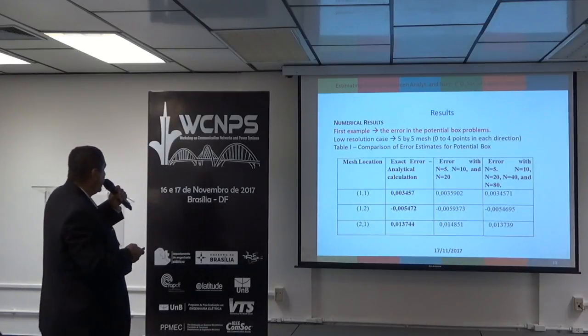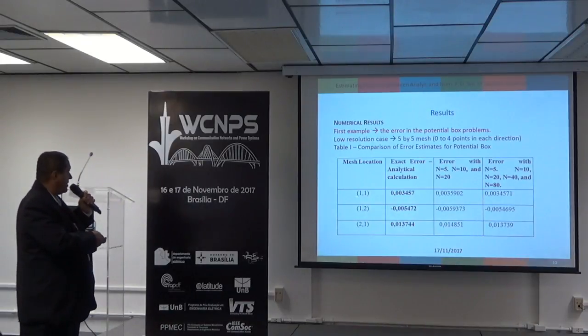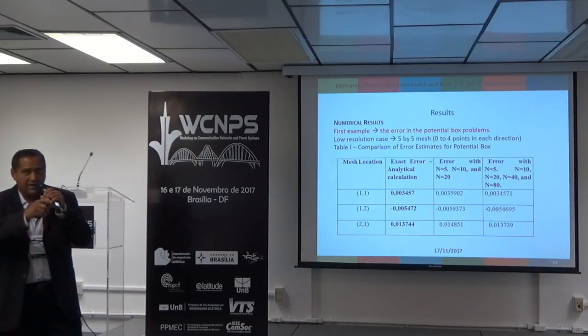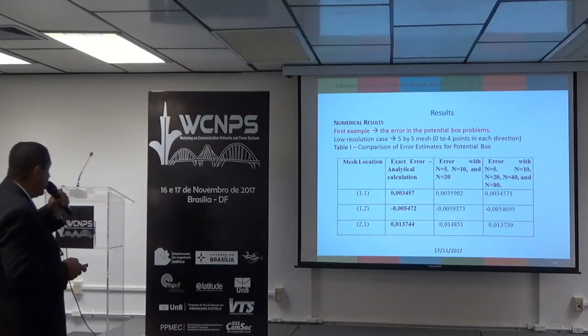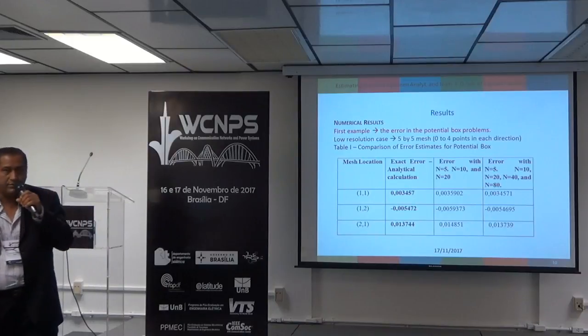Let's check, for example, the mesh located in this position, 1, 1. The exact error calculation is 0.003457. Observe that using meshes with 5, 10, and 20 discretizations, we have this value as a result of the error.